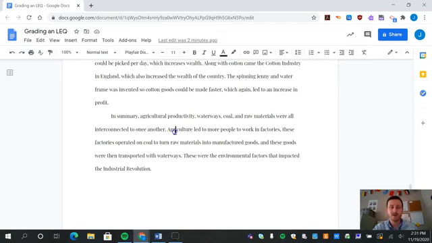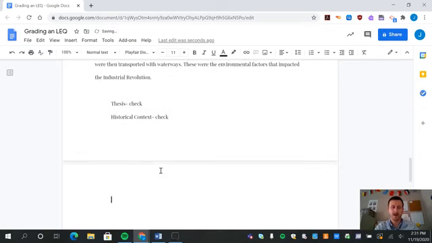Again, in this final paragraph, just emphasizing these things are linked together. It's not that just one thing is responsible for it, but rather they're all interconnected. All right. So for me, in terms of the points, all right, the thesis, check. All right. Historical context, he gained that in that first paragraph. The evidence points, one and two.